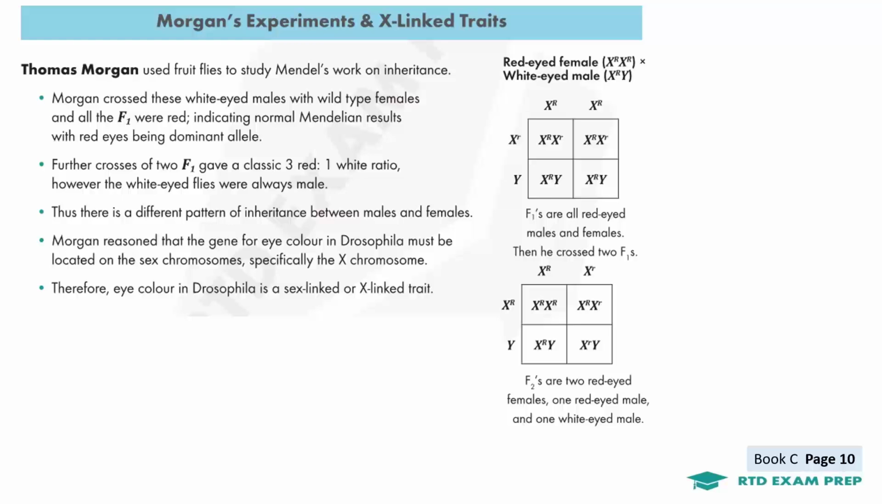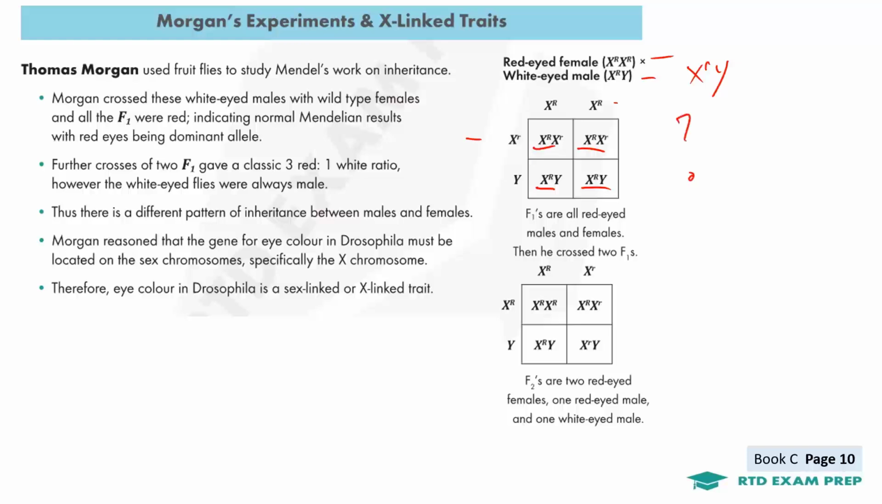He crossed a red female with a white-eyed male. So that should actually be a little r right there. XrY. It's correct here. Here's my red female. Here's my white male. We cross it. Red, red, red, red. Thomas Morgan's like, where'd the white go?